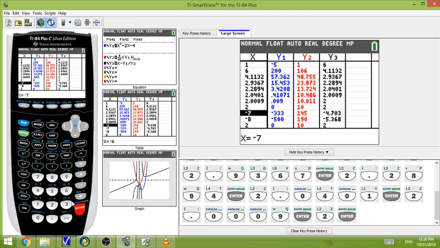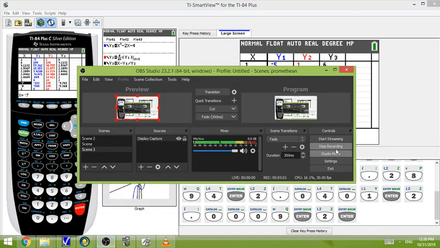So for the x-intercept, the first x-intercept for this graph, that would be x equals 2. Thank you for watching the video today.